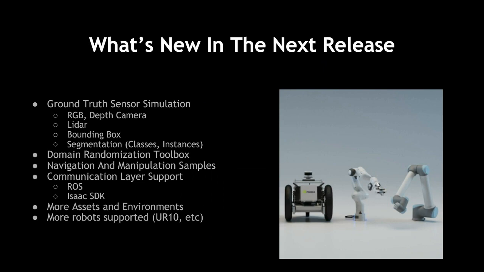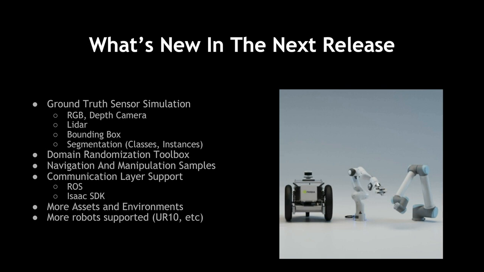The focus of this next release, apart from improving support for navigation and more manipulators, is that we want to get into synthetic data generation, which is very important when you want to train your robots, your classifiers, pose detection networks, things like that. To this end, we're going to have support for ground truth sensor simulation, starting off with RGB and depth cameras. We'll have LiDAR simulation, the ability to get ground truth bounding boxes, as well as segmentation for both classes and instances.